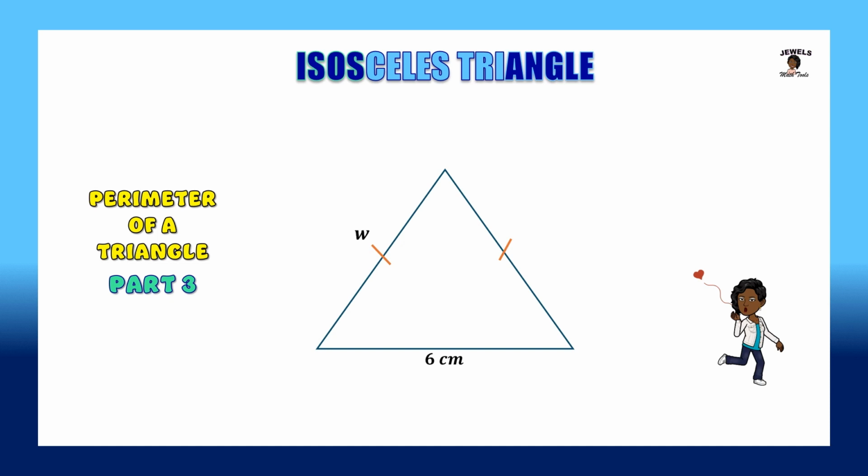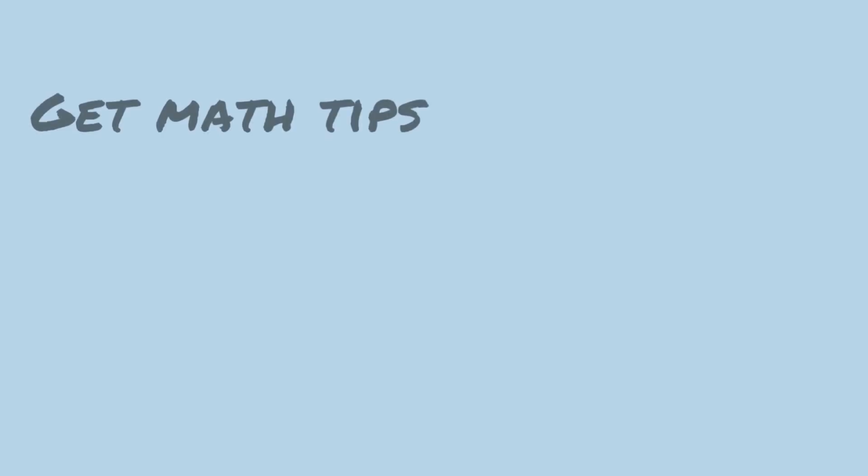Hello and welcome back. This is part 3 on calculating the perimeter of an isosceles triangle. In this video, we are looking at when we have one side given and we have another variable. So let's stay tuned to see how we're going to calculate the perimeter of this triangle.